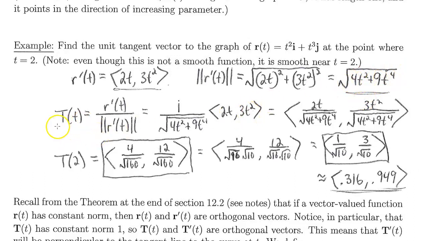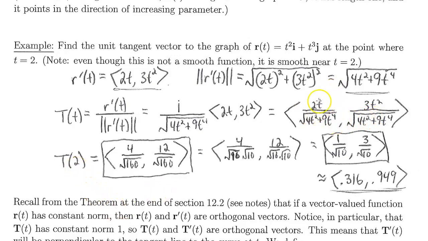Okay, so remember our unit tangent vector is going to be r prime of t divided by the norm of r prime of t. So I've written here 1 over the norm of r prime of t, times r prime of t. Notice what we do: we have a scalar times a vector, so we multiply each of the components by this scalar. This is what we end up getting. So that's T of t, the formula for T of t for any value of t.